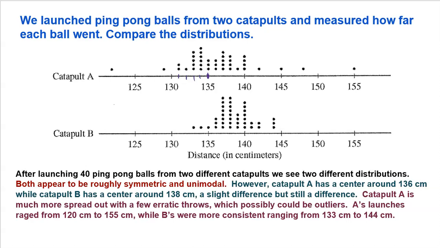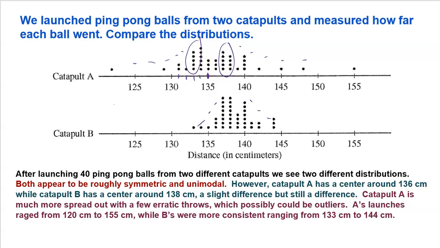You could maybe say that catapult A has a little bit of a bimodal going on here, and I'd be okay with that. But overall, we see this peak forming in the middle, but I couldn't argue if you said bimodal for A. But for B, we definitely see this unimodal peak. They're both roughly symmetric, where we see a lessening on the left and a lessening on the right for both of these graphs. It's not perfectly symmetric, but very little data is.